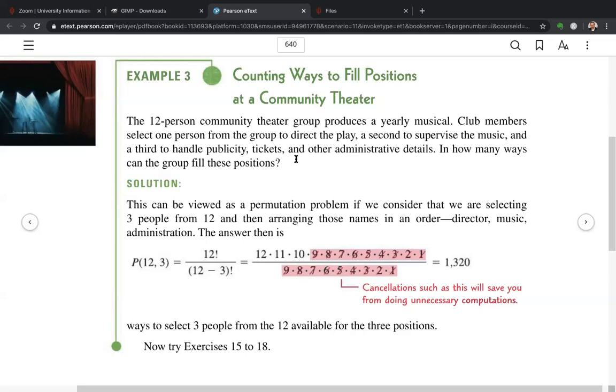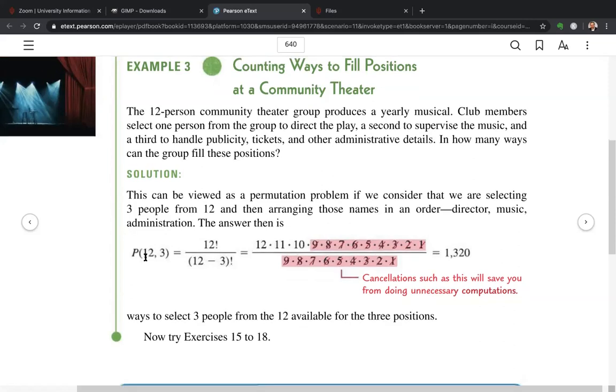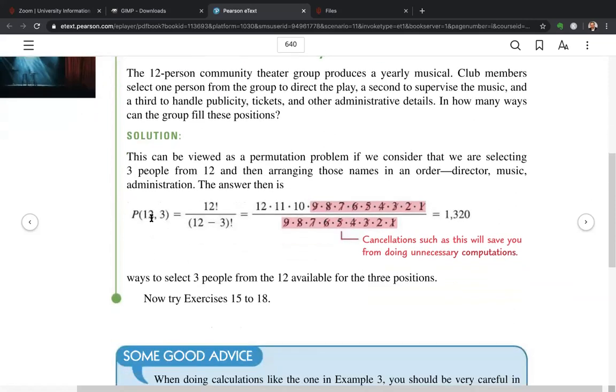So it's obviously order matters. If it were a vote, if you were voting and it was popularity, the highest number of votes would be the director, the second highest would be the music director, and so forth, okay? It's a permutation problem. It's the permutation of 12 people from which you're choosing 3, okay? So 12 factorial over 12 minus 3, remember n minus r is 12 minus 3, which is 9.